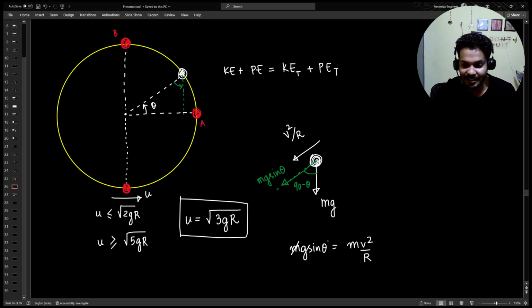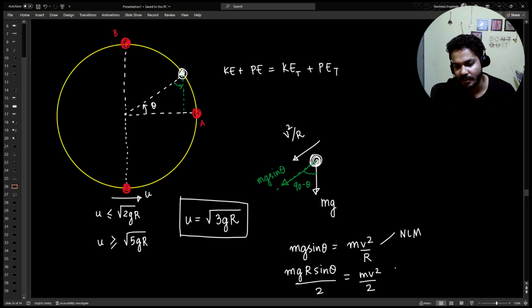Okay, so from here we can get the kinetic energy. All you gotta do is multiply with r, divide by 2. So mgr sine theta by 2 is what, guys? I think I should not have even cancelled out the m as well. So what I'm going to do is multiply with r and divide with 2. So mgr sine theta divided by 2 gives me what? mv square by 2. This equation came from NLM, and I just modified it to find out the kinetic energy at this instant. So what do I do next?